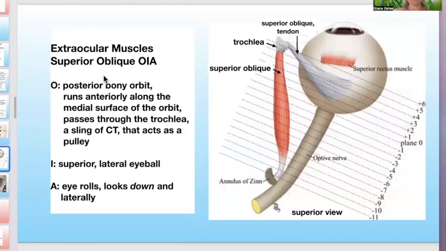Now, I will go over the superior oblique origin, insertion, and action separately, followed by doing the same for the inferior oblique, because these are the challenging muscles to understand.